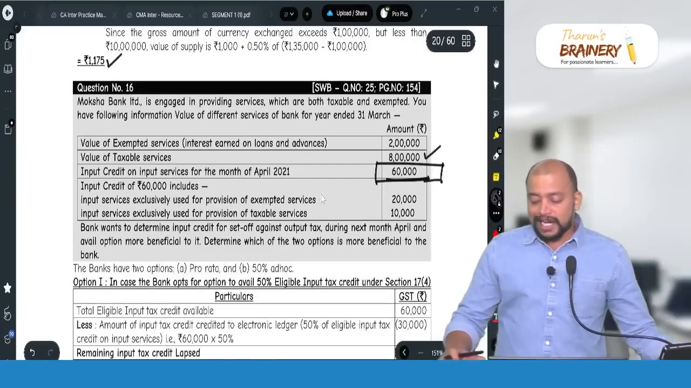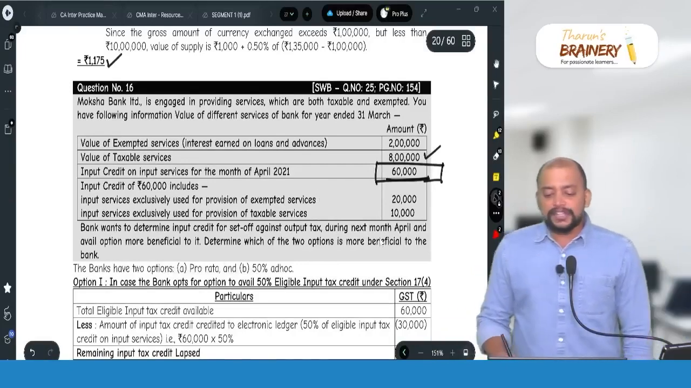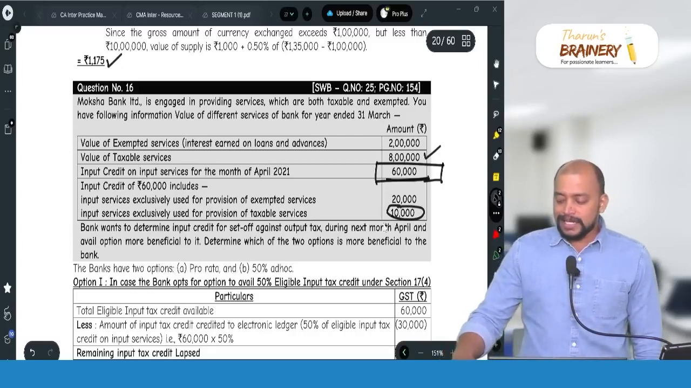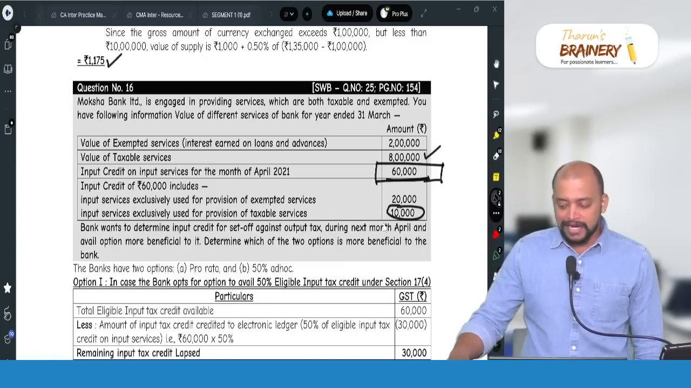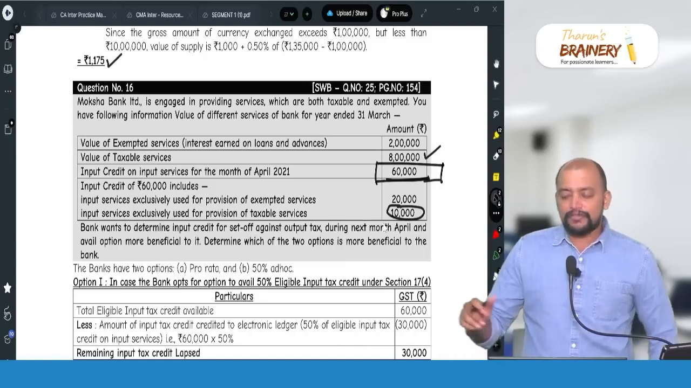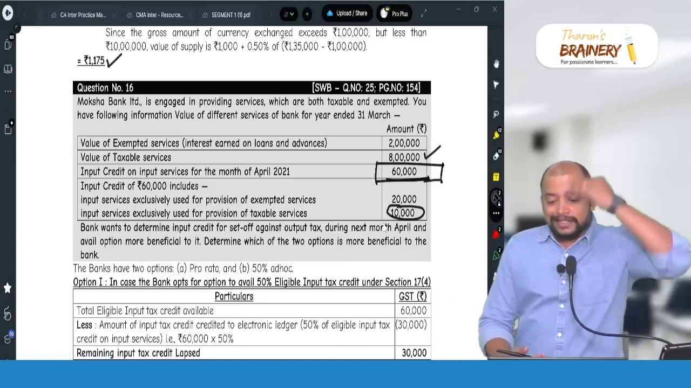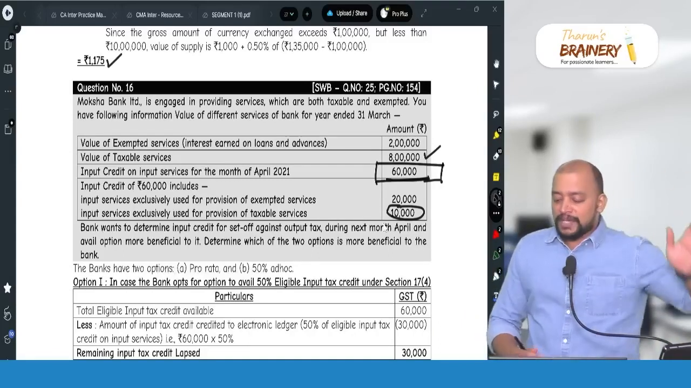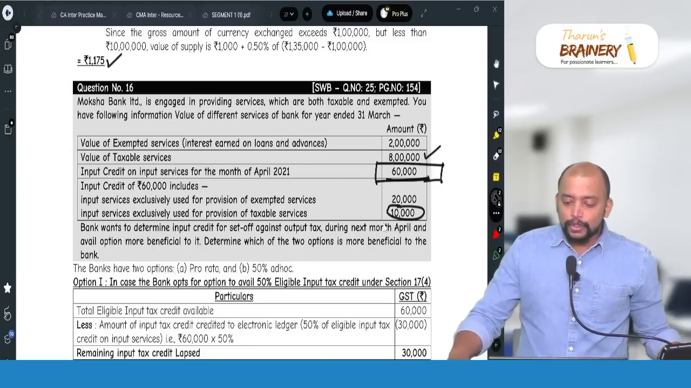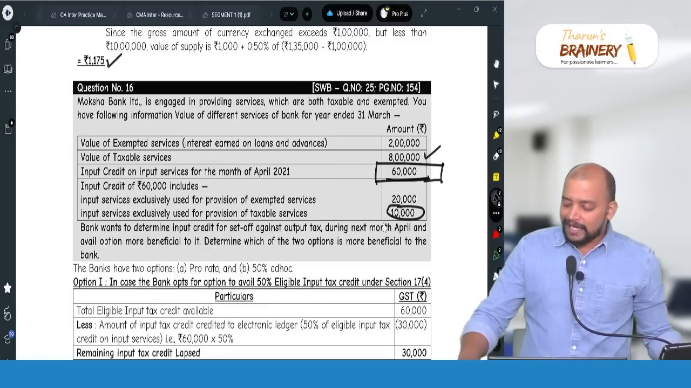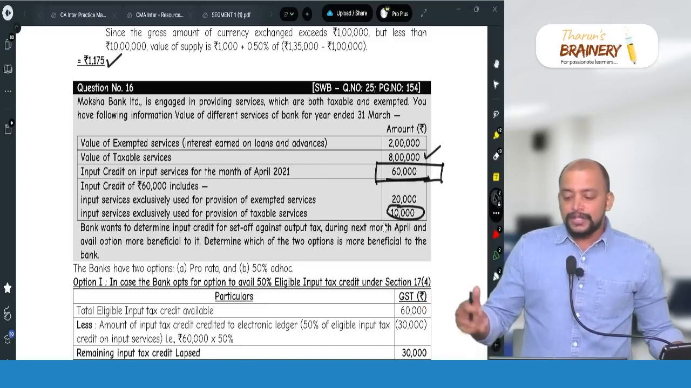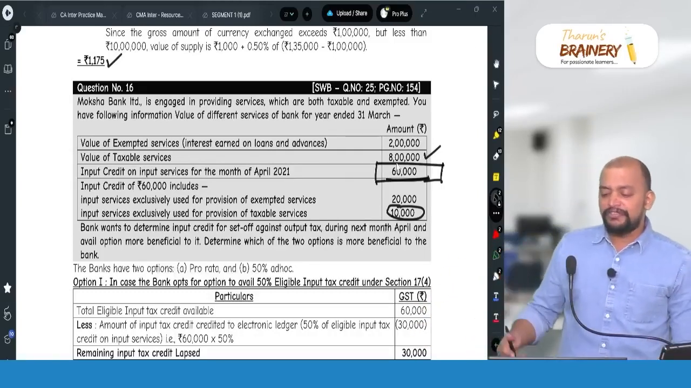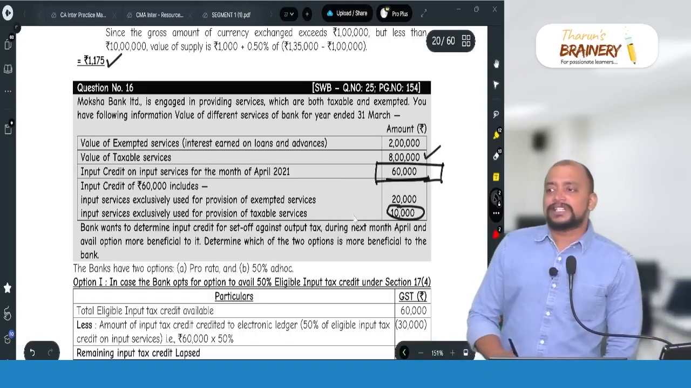Whereas proportionate ITC, when you take ITC with respect to taxable, fully available, and common is 60,000 minus 30,000. So therefore 30,000 is common. In that common, how much will be reversed? Into 2 by 10 will be reversed. 6,000. So means remaining we can take. How much we can take? 24 plus 10. So 34,000 is the ITC.